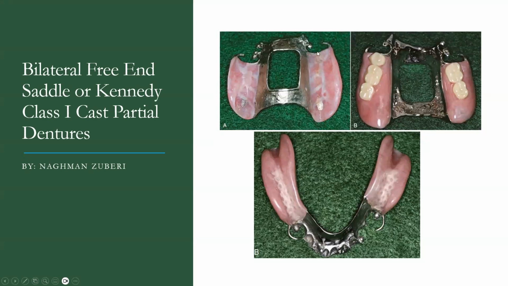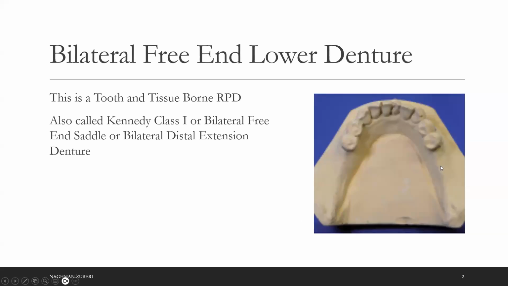Actually, the upper denture is not a problem because it is having a lot of surface area to cover, and it does not provide us any problem in terms of retention and stability. Problem is with the lower free end saddle or class 1 Kennedy RPD. So this is the situation when we take the impression and when we pour the master cast.